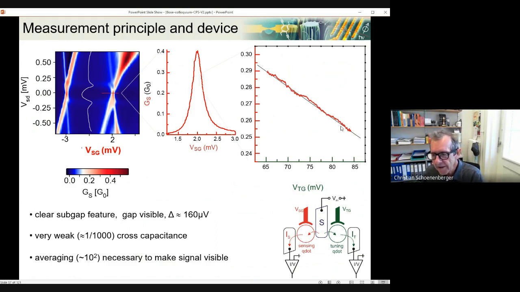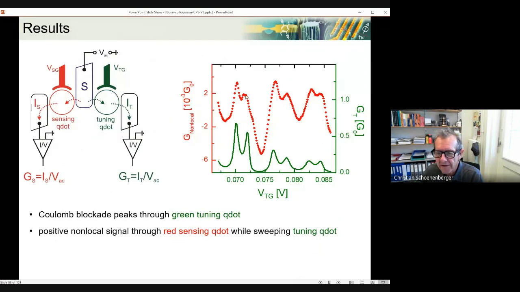Sure, there's this slope here. This you have to subtract. That's just an artifact. But there's a signal on top. And if you subtract this background and enhance the signal, it looks like this. So this is the signal. This is the non-local signal which we measure.